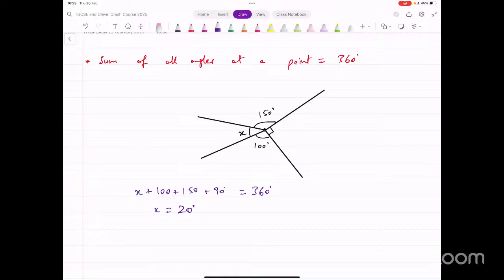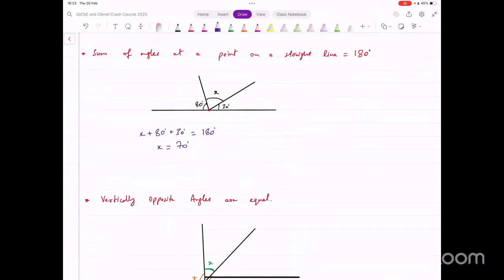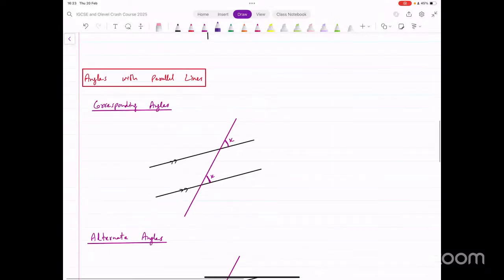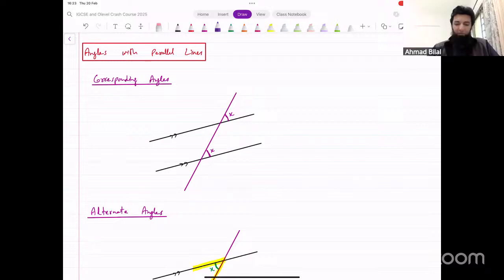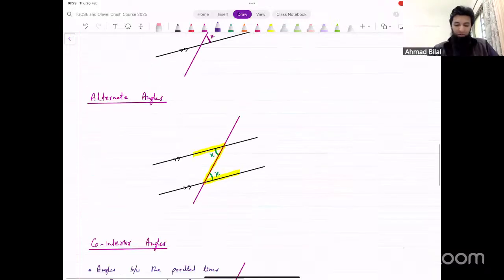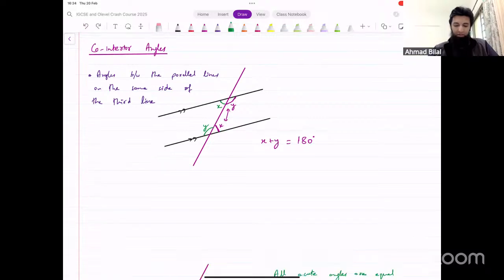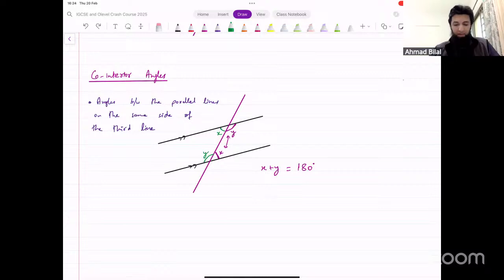The sum of all angles at a point is 360. The sum of all angles on a straight line is 180. Vertically opposite angles are equal, and then for angles with parallel lines, there are some properties that we need to know about. First of all, we have corresponding angles. They are equal. Alternate angles are equal, and then co-interior angles. These two angles are supplementary, which means that their sum is supposed to be 180 degrees.